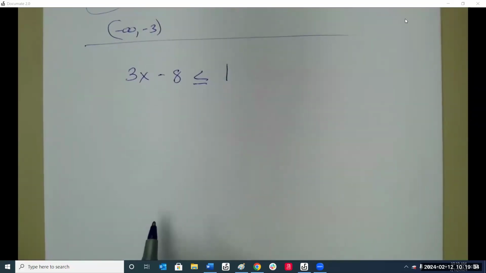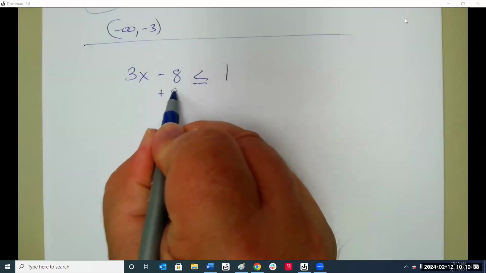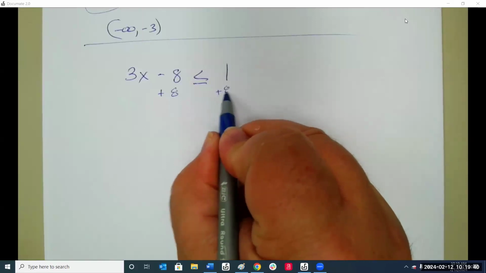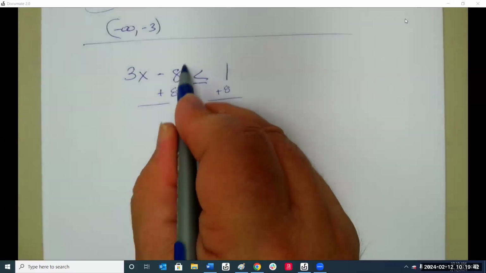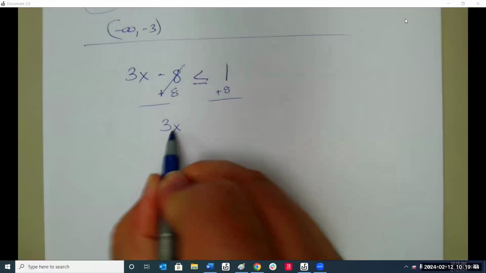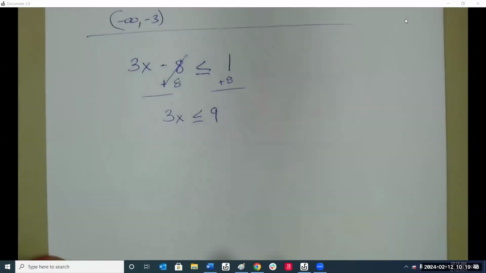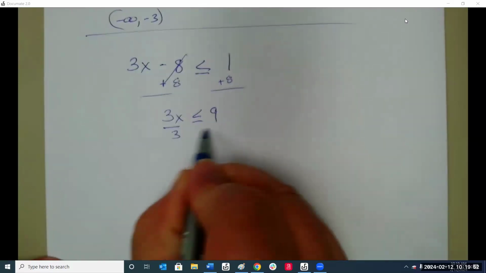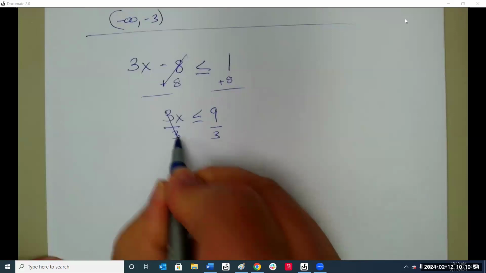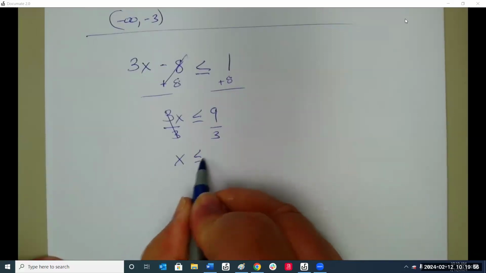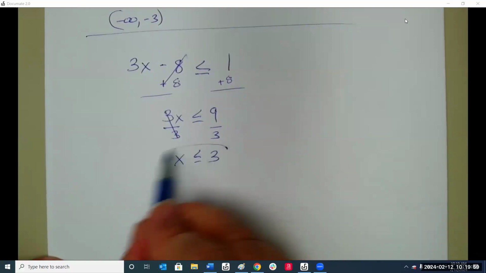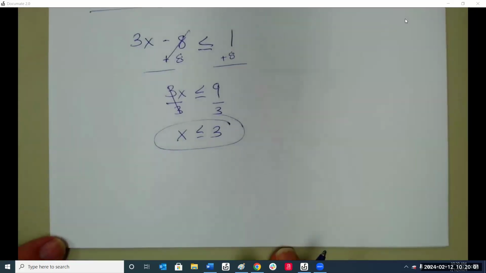What's the first thing you do? Add 8 to both sides because we're trying to get x by itself. Then divide by 3 to get the x by itself. So there's 1. That's set notation.